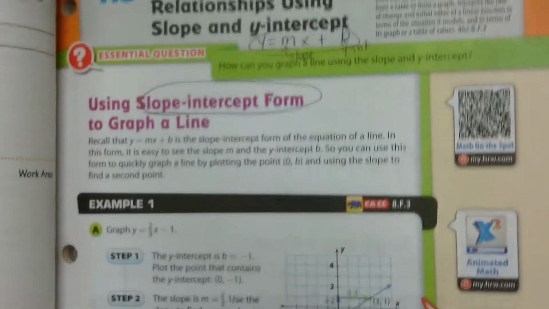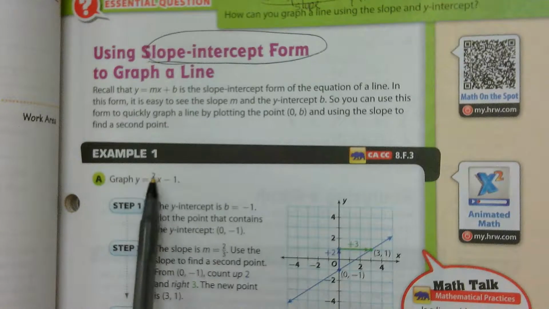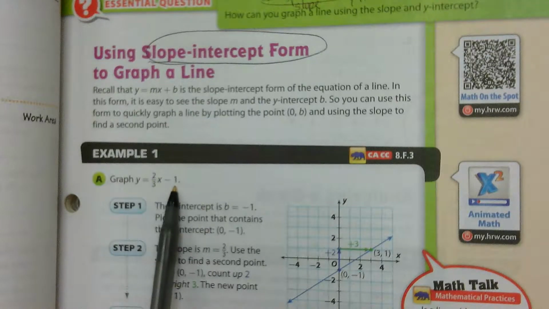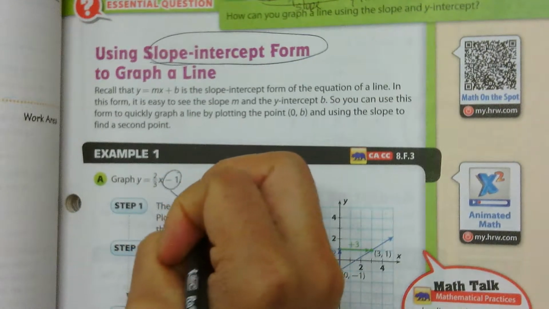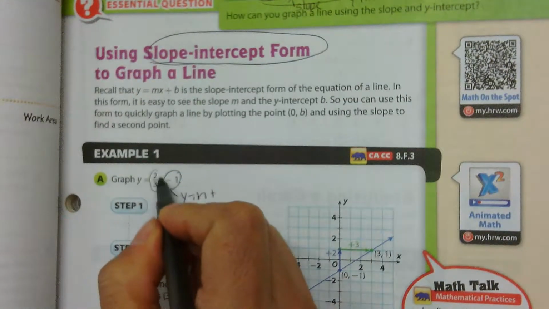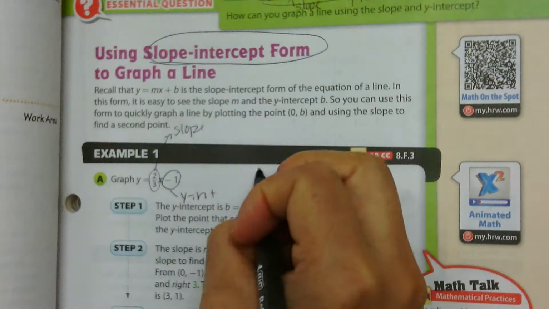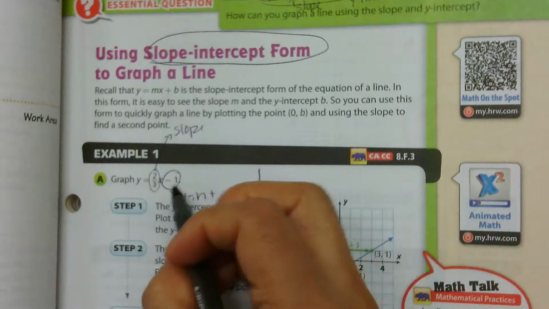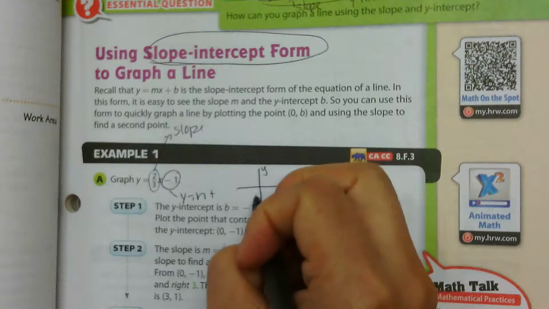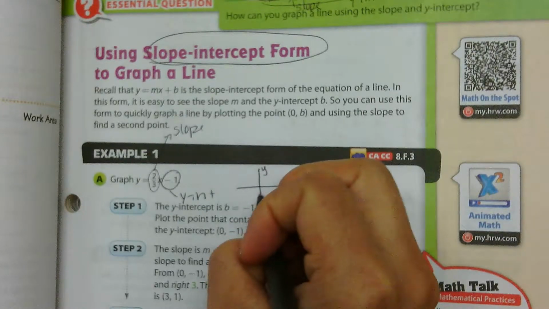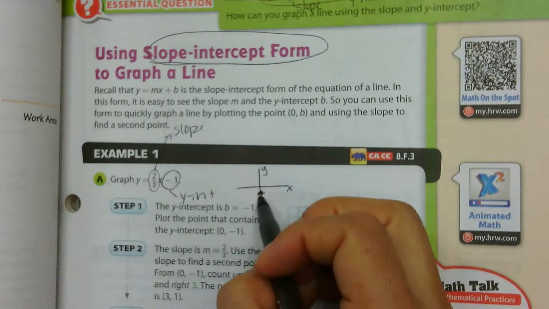So for example, number 1, it says graph the equation y equals 2/3 x minus 1. Right away, I know that this is my y-intercept, and right away I know that the 2/3 is my slope. And guess what? I can make a sketch right away. This is going to be my sketch. My y-intercept is -1. Remember, this is your x-axis, this is your y-axis. So it's going to be at -1. This is 0, -1, right there. That's going to be my y-intercept right there.